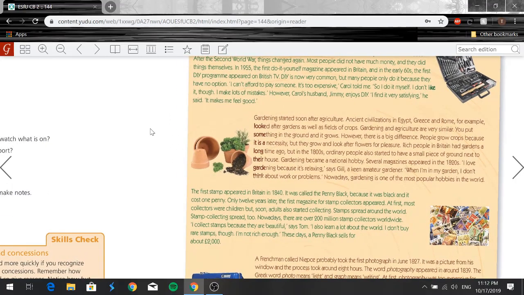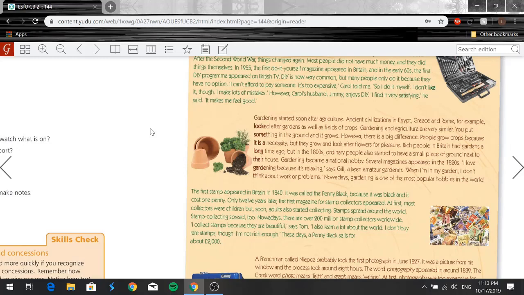Gardening started soon after agriculture. Ancient civilizations in Egypt, Greece, and Rome, for example, looked after gardens as well as fields of crops. Gardening and agriculture are very similar. You put something in the ground and it grows. However, there is a big difference. People grow crops because it is a necessity, but they grow and look after flowers for pleasure. Rich people in Britain had gardens a long time ago, but in the 1800s, ordinary people also started to have a small piece of ground next to their house. Gardening became a national hobby. Several magazines appeared in the 1820s.